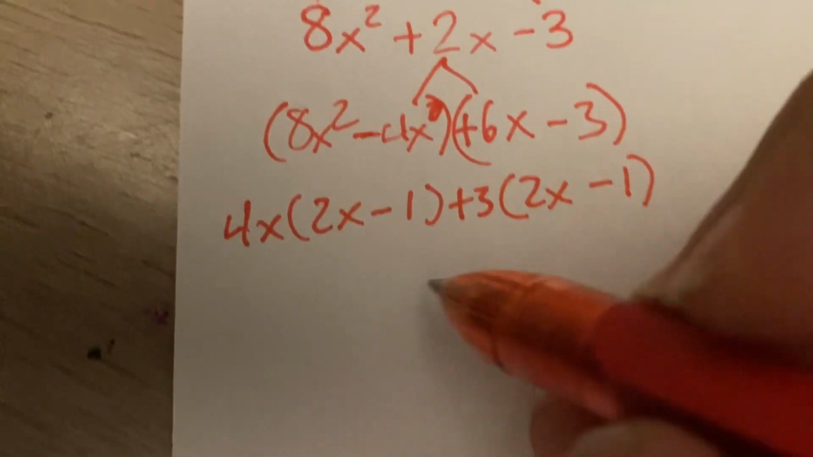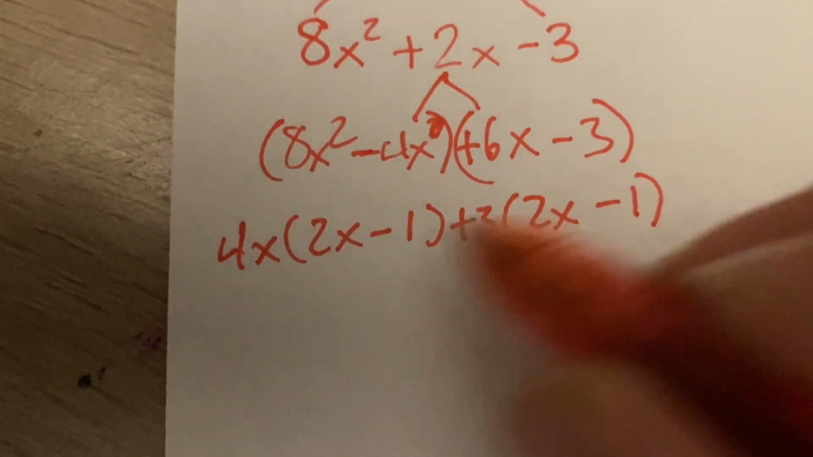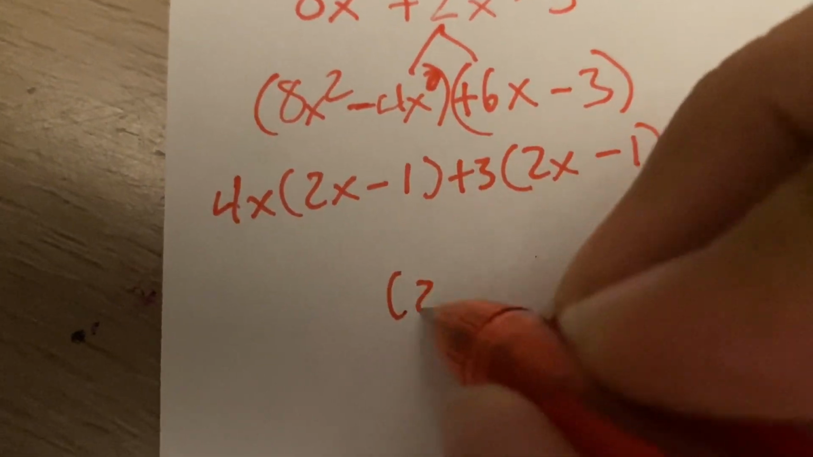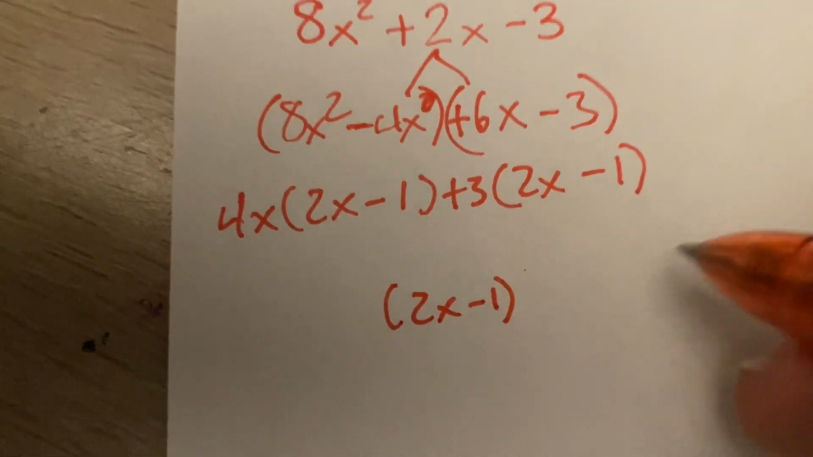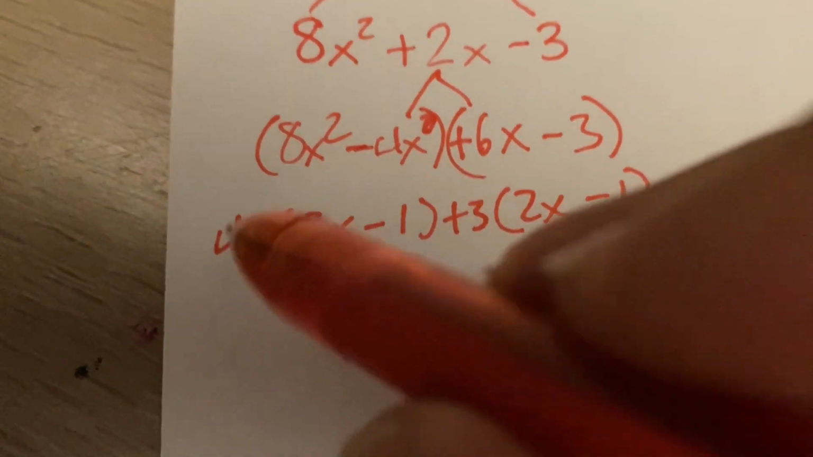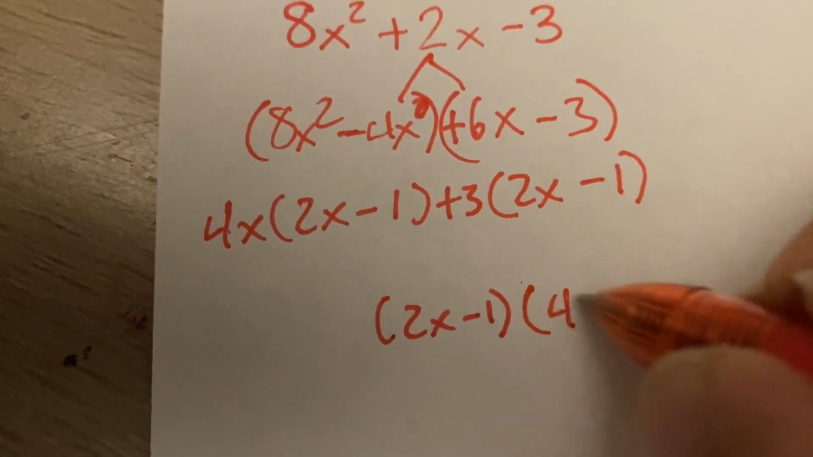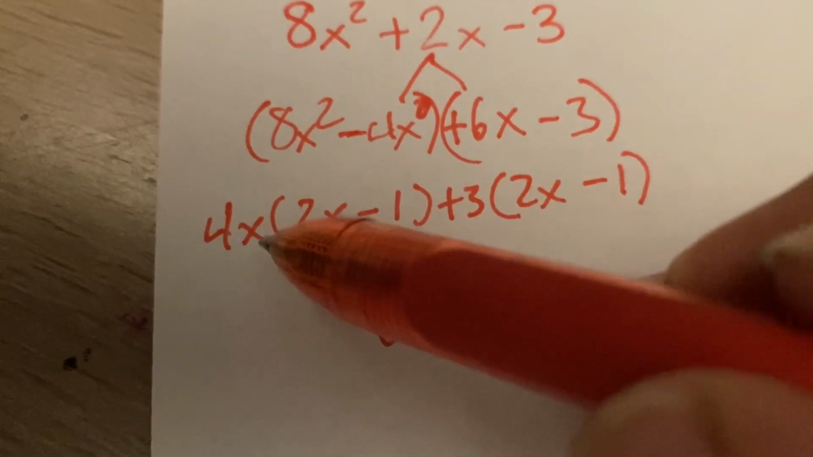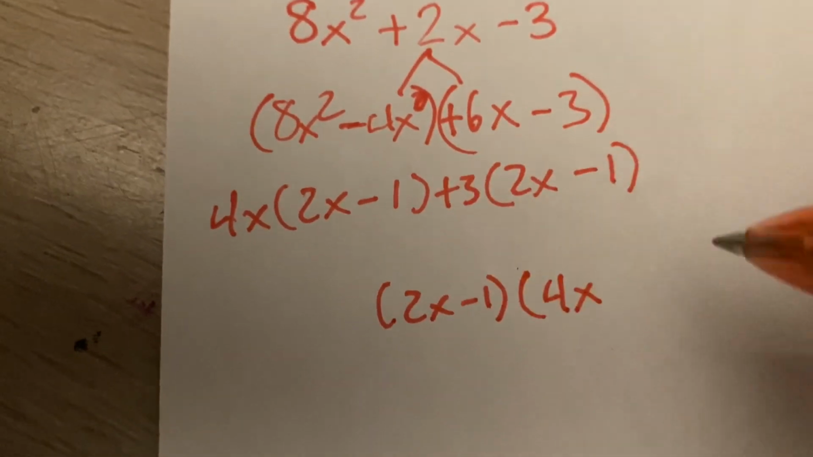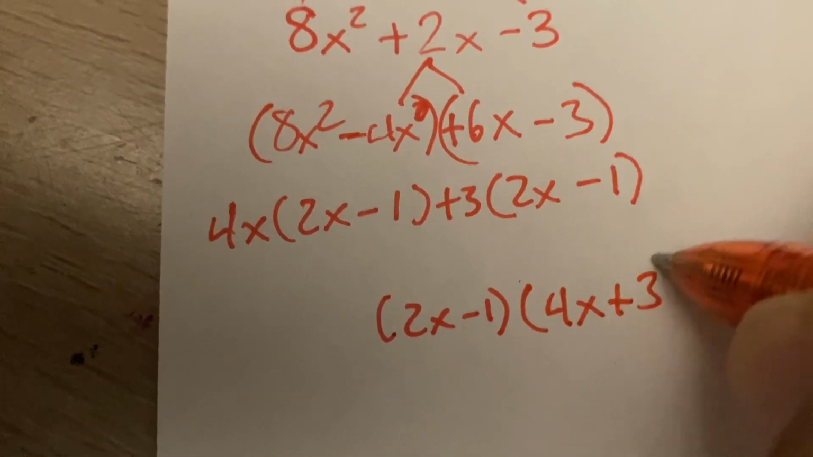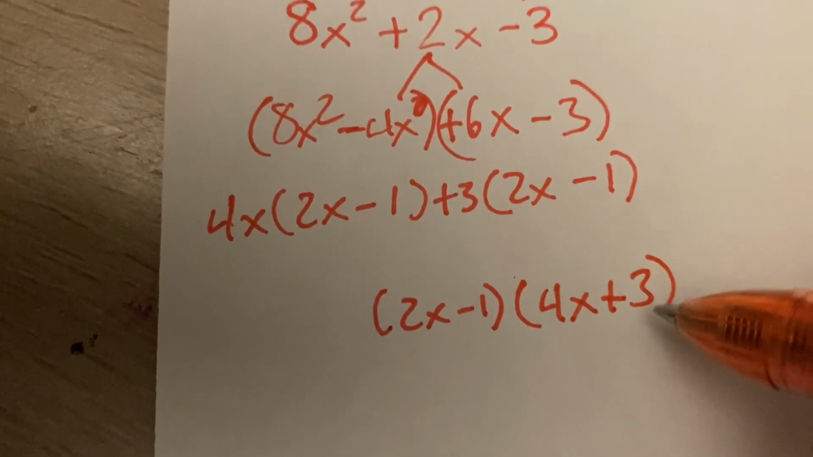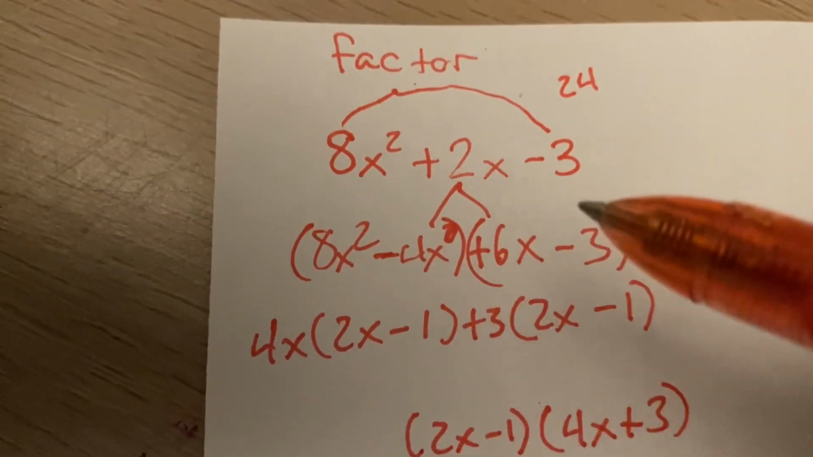So what I'm going to write down now is the final answer. I'm going to write what's in these parentheses, so 2x minus 1. And then I'm going to write what's outside of the parentheses as another binomial. So it's going to be 4x, which is over here, and I'm going to write plus 3, that's over here. Those are not in the parentheses. And that is my final answer. I have factored the original.